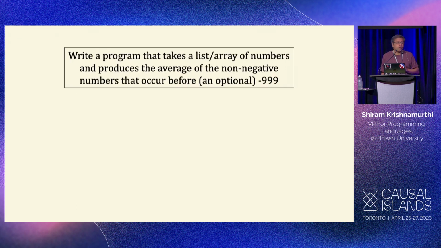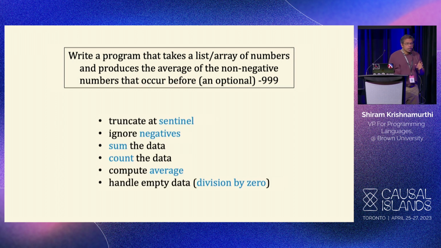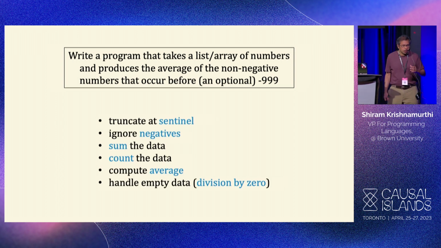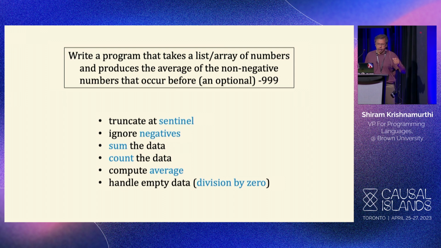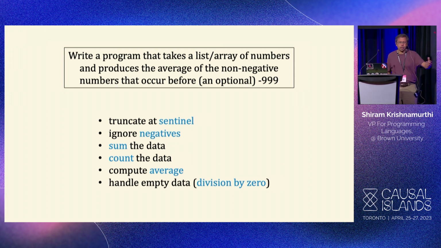There's actually a lot of things going on in this problem, lots of moving pieces. There are basically about 6 different tasks. There's the act of truncating at the sentinel. You have to figure out what to do with the negatives. You've got to sum it, count it, compute the average, and figure out what to do with the empty list. All of these things are sources of bugs, and if you're a beginner, trying to do all of these together can be pretty overwhelming.